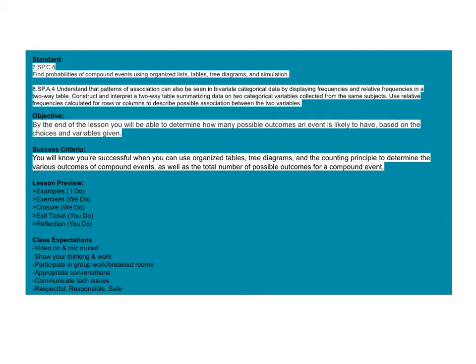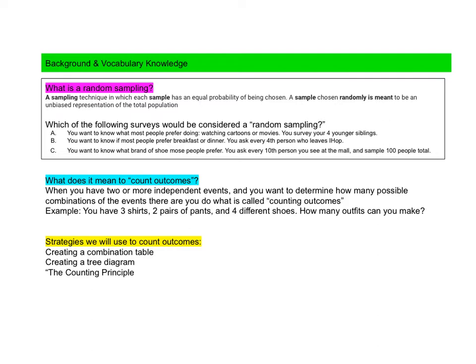Okay, let's get started. Before we get into this lesson, we want to just go over a little bit of background and vocabulary and knowledge. So the first thing I'm going to talk about is random sampling. So what is a random sampling? Let's look at this, and I just want you to highlight whatever I highlight. It says a sampling technique in which each sample has an equal probability of being chosen. A sample chosen randomly is meant to be an unbiased, highlight that, representation of the total population. So these are the key things I want you to look at. Equal probability and unbiased. That is what makes something random.